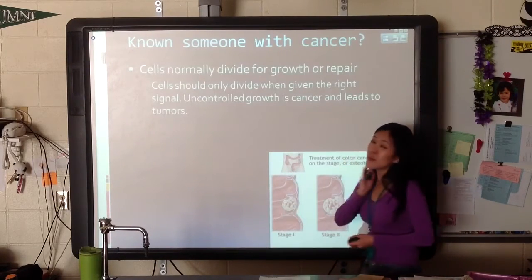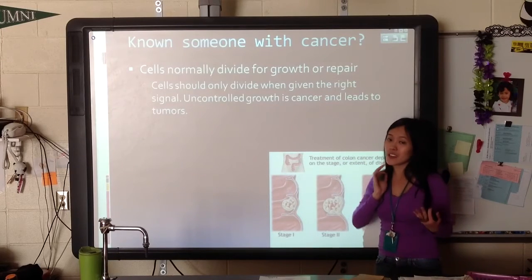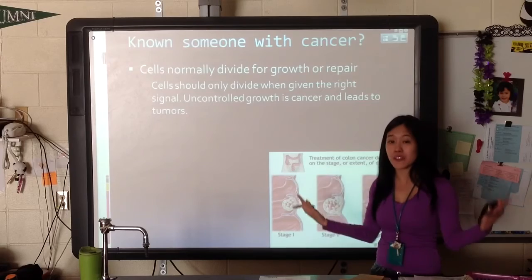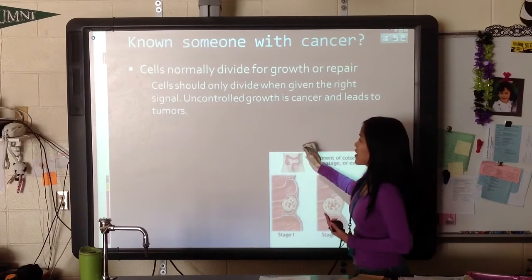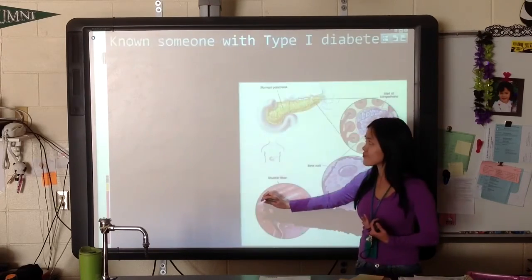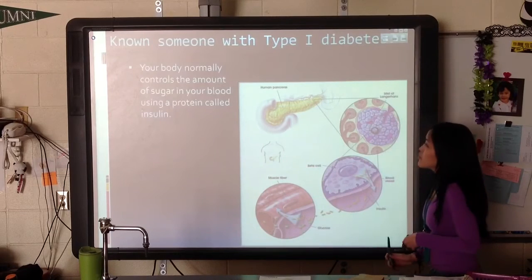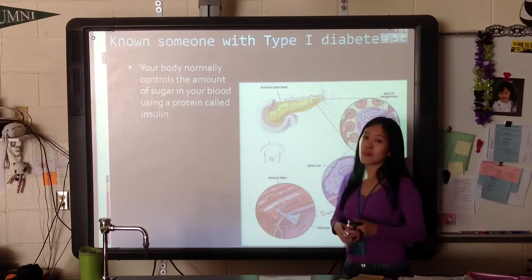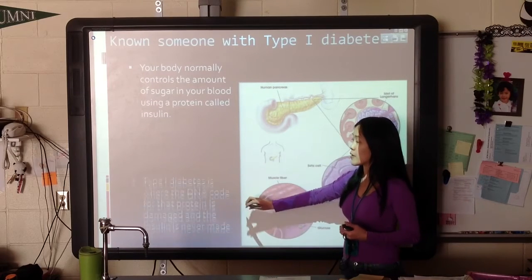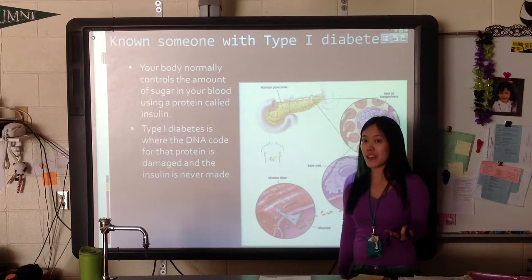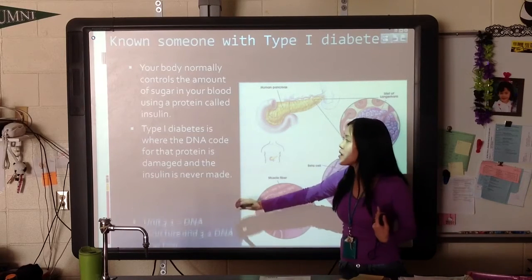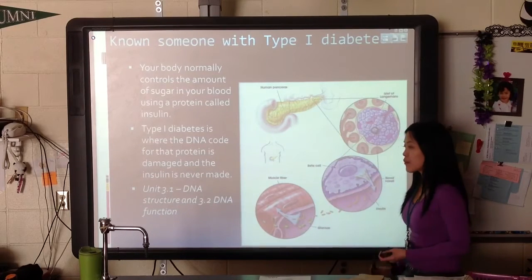Have you ever known anyone with cancer? Well, we're going to learn about cell division, the cells that you normally need to just grow and develop, and how those can become cancerous. Have you ever known anyone with type 1 diabetes? Well, your body normally controls the amount of sugar in your blood with a protein called insulin. And it turns out this is going to go all the way back to their DNA and how that DNA codes for that protein.